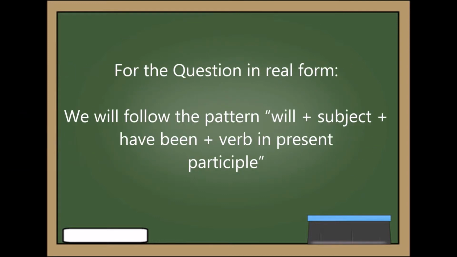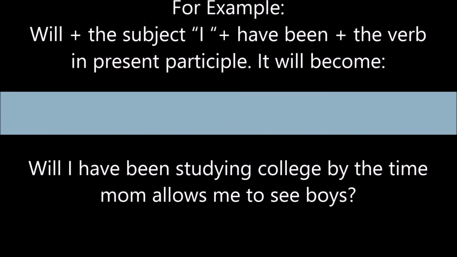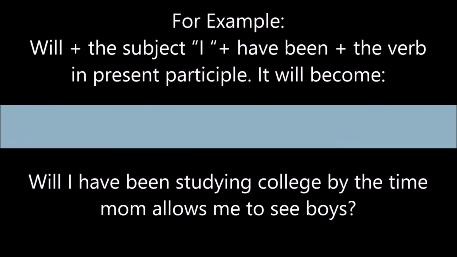For the questions in real form, we will follow the pattern will plus subject plus have been plus verb in present participle. For example, will plus the subject I plus have been plus the verb in present participle. It will become: will I have been studying college by the time Mom allows me to see boys?